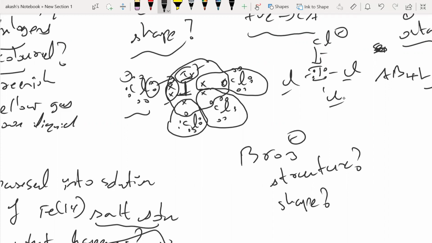Yeah. The molecular type is AB3 and its shape is trigonal pyramidal. Wait, AB3, it is trigonal pyramidal. Yeah, pyramidal. Okay, fine. Can you tell me in WhatsApp how it looks?